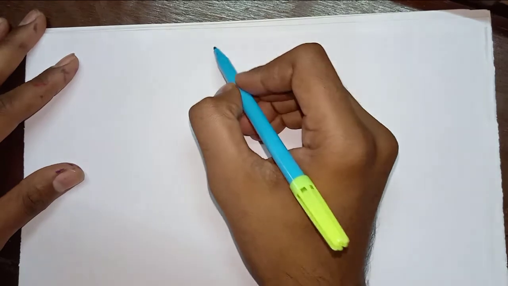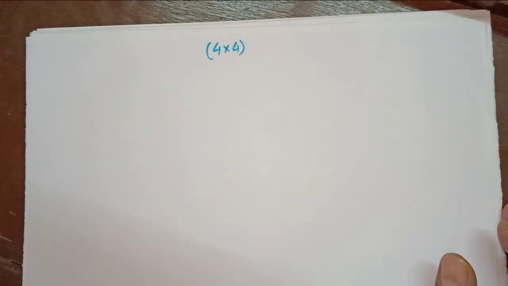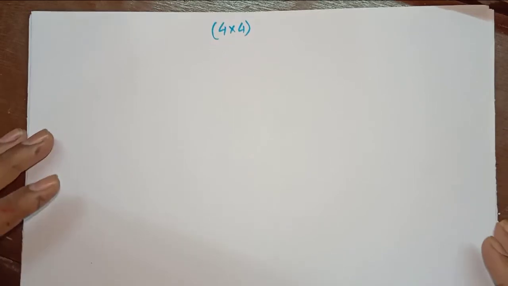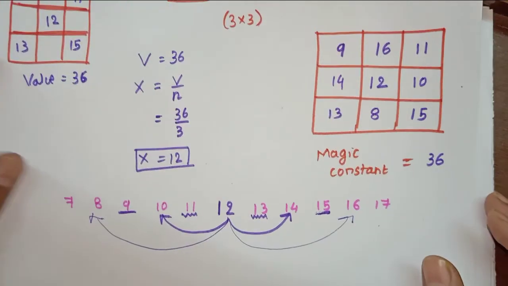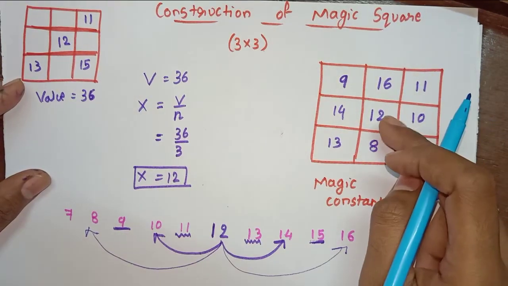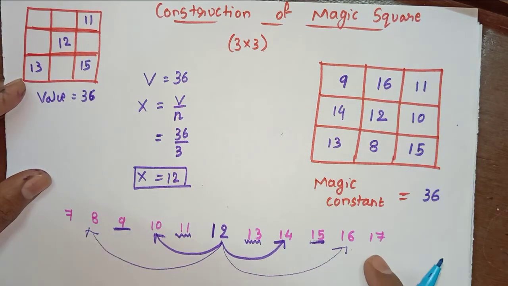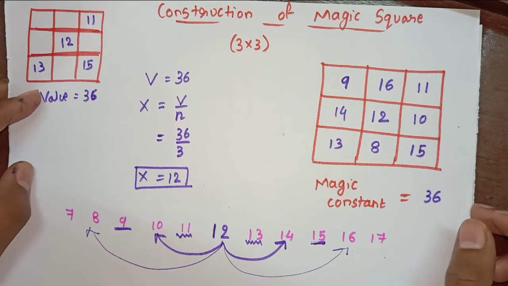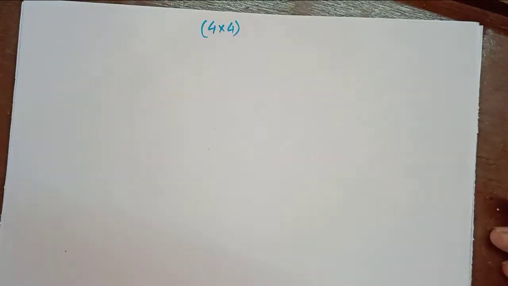Now construction of a 4x4 magic square is far easier than the 3x3 magic square because it contains only 16 digits, and it is not that lengthy. As you can see in this 3x3 magic square, you first have to select its value, then according to the value you construct the center element, then the remaining numbers you plot using this pattern. So it is a little bit lengthier method, and if you increase the number it will be more complicated.